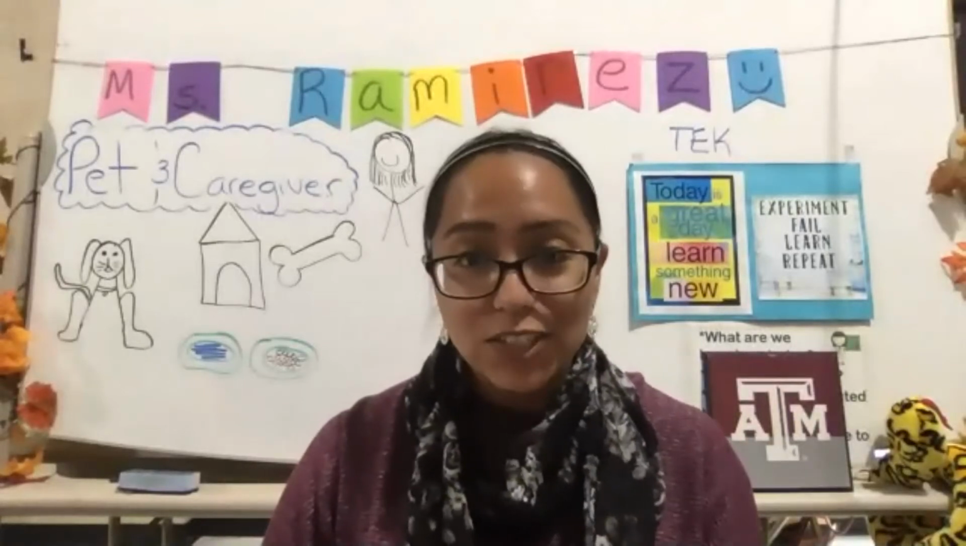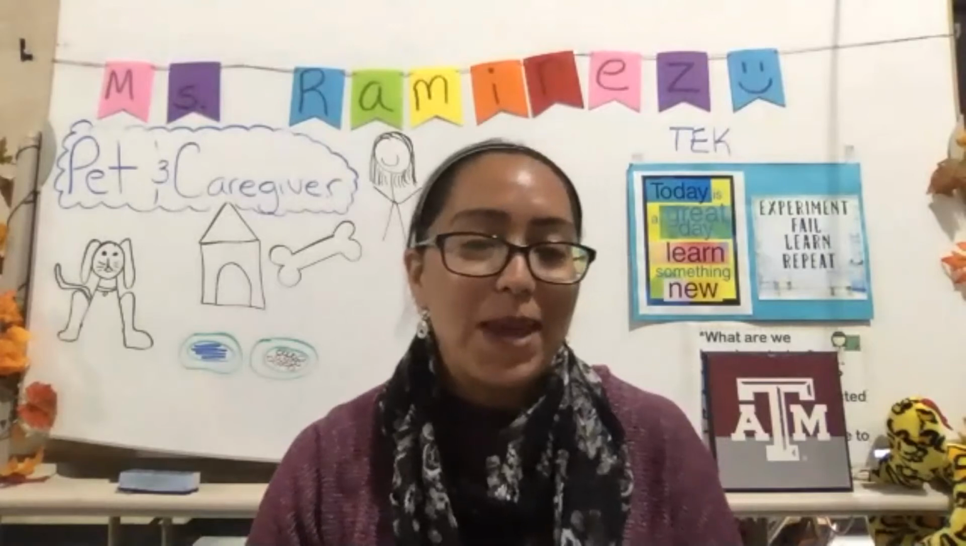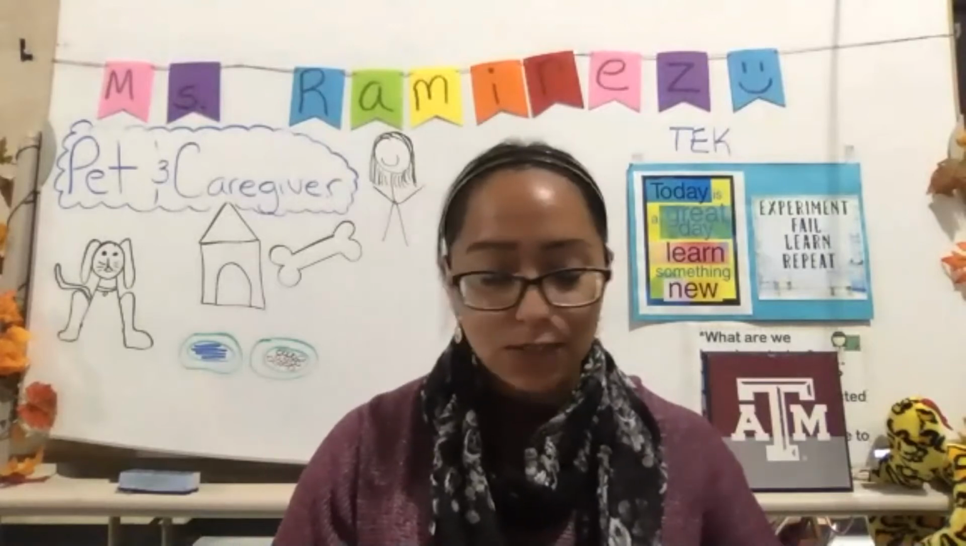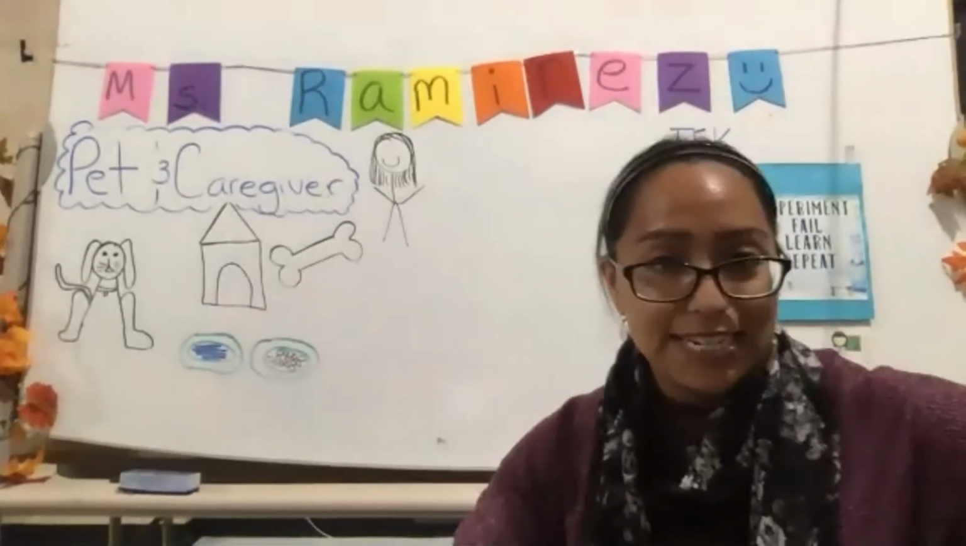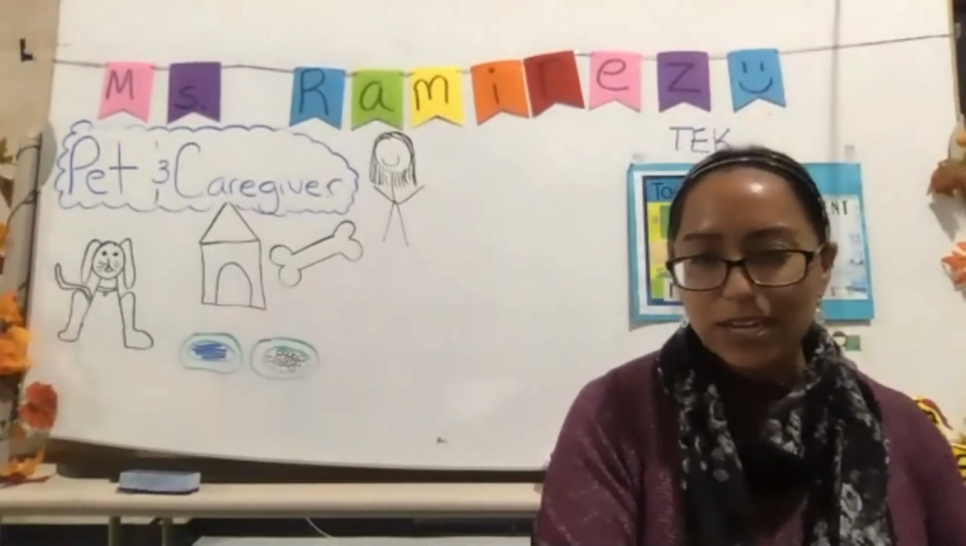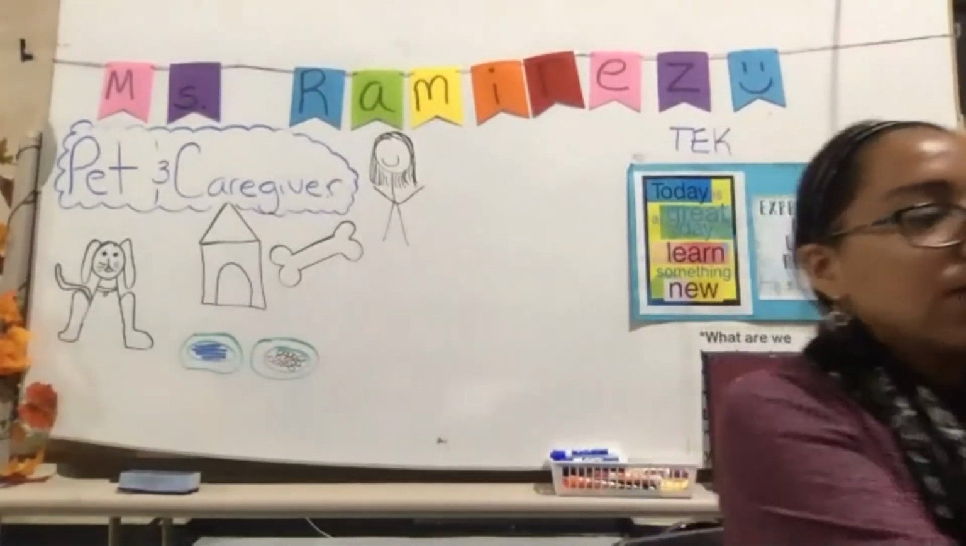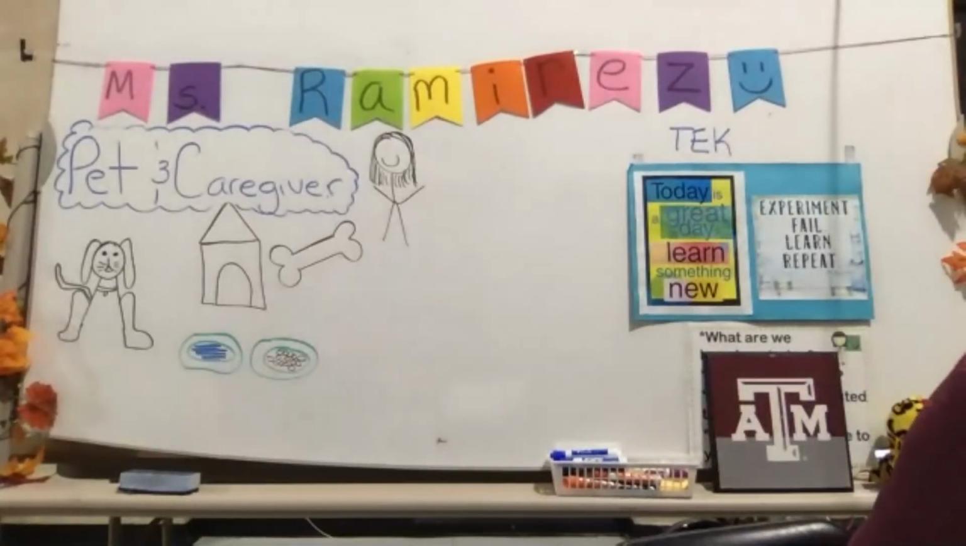So I'm going to go ahead and show you 2 of my pets that I have. The first pet is a bunny rabbit. So let me go ahead and pull her out. Her name is Mochi. And think about, what do you think a rabbit looks like? So think about that while I try and pull her out.